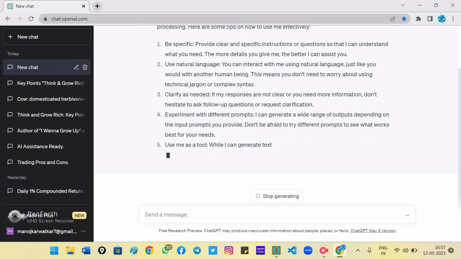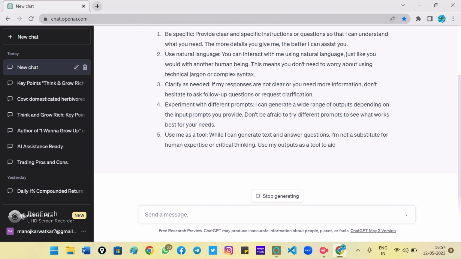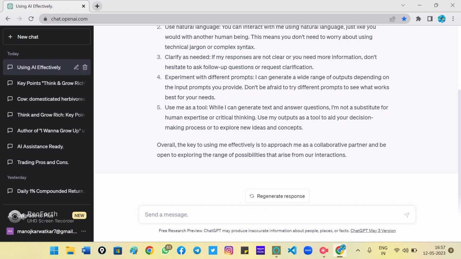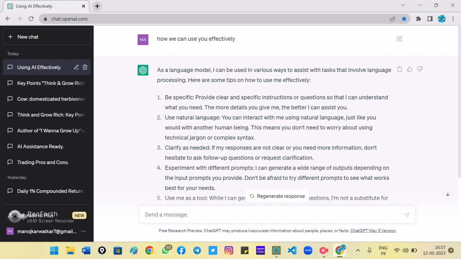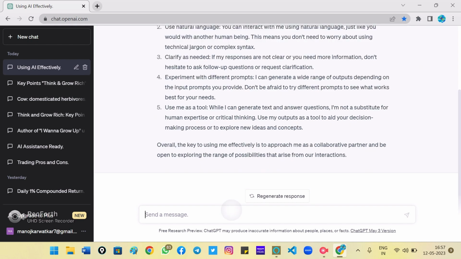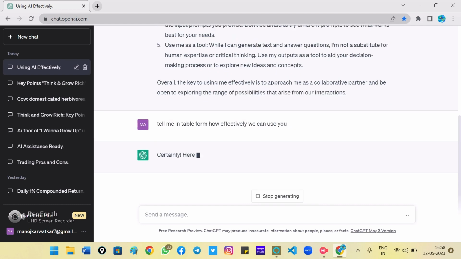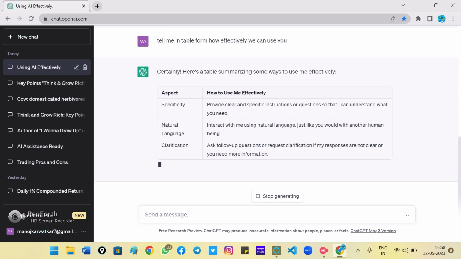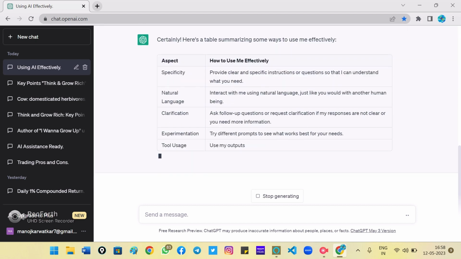All this information we get automatically. I'm not doing anything, I'm just reclining in the chair and sitting back, and you see the information we are getting, the generated response. Now if I had asked the same question like this, tell me in table form how effectively we can use you. See, now in the table form.